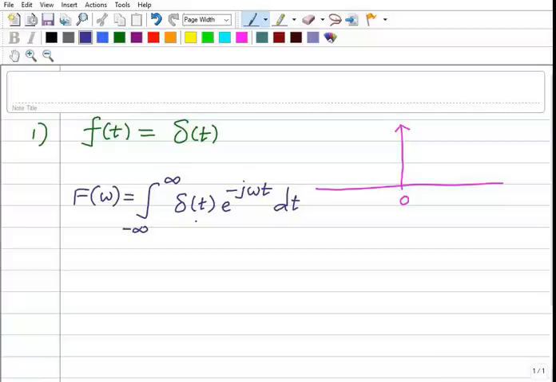This is valid only for t equal to 0. But this integration is with respect to t. It considers all the limits from minus infinity to plus infinity. For all the other values of t, this is 0. Only for t equal to 0, this is 1. For t equal to 0, when I substitute t equal to 0, e power 0 is 1. So whenever you see delta t in the time domain, its Fourier transform is 1.